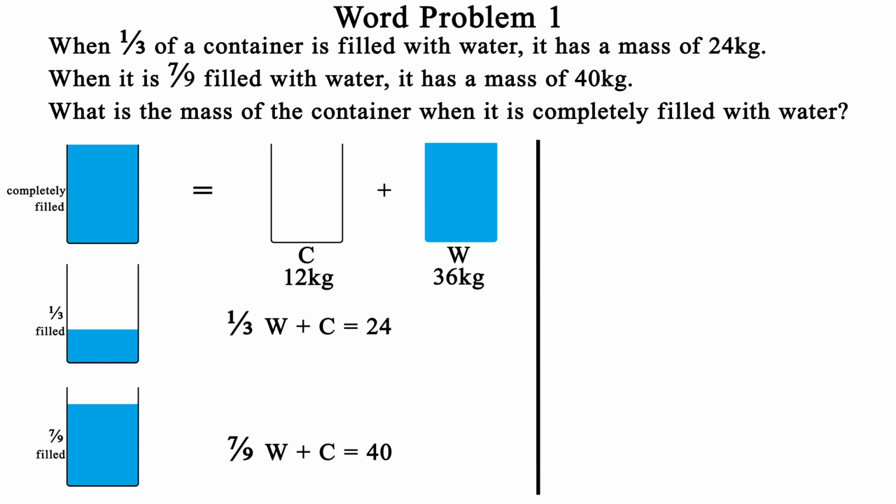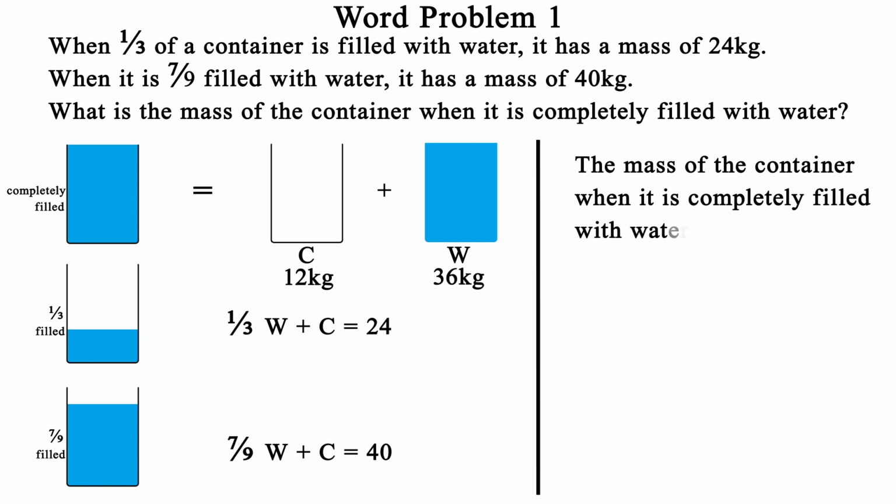I wanted to find out the mass of the container when completely filled with water, which is W plus C. Now I know my W, I know my C, I can substitute the values. So W is 36 and C is 12. So 36 plus 12 equal to 48 kilograms, which is my final answer.